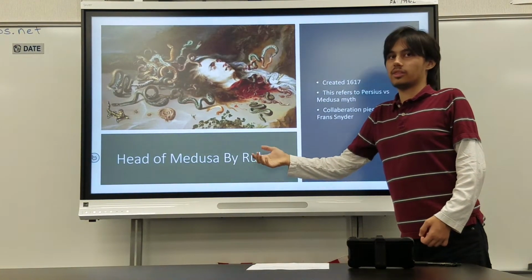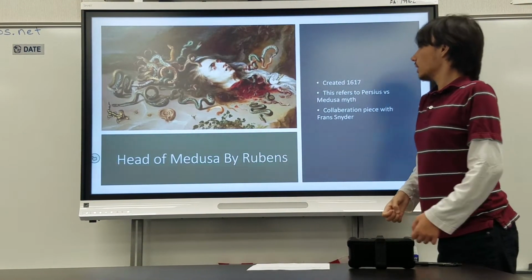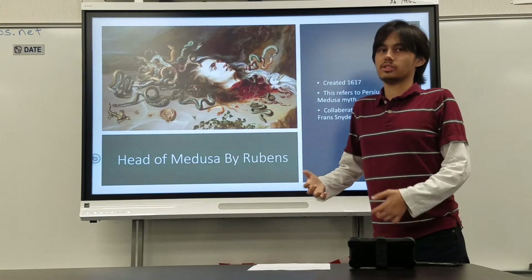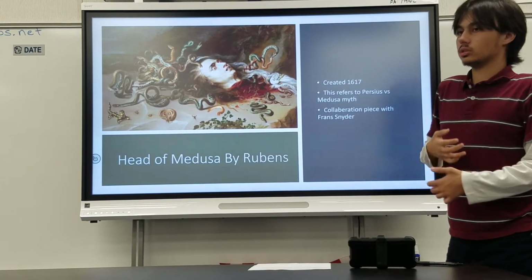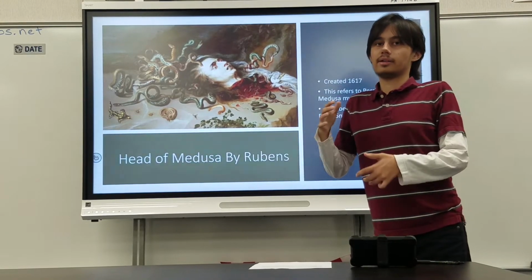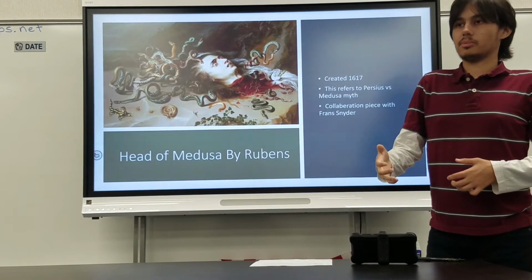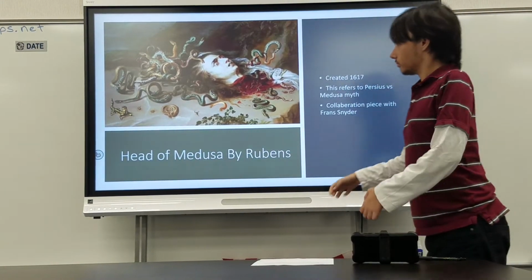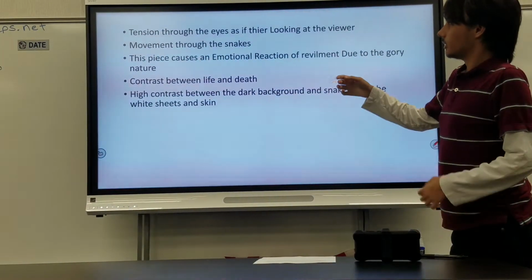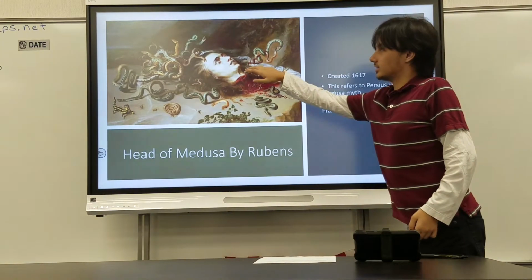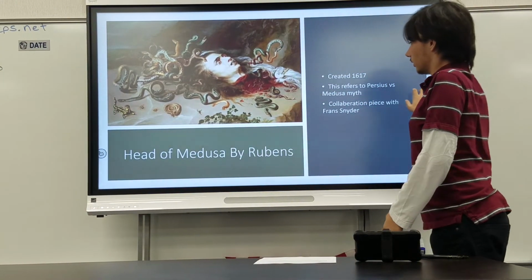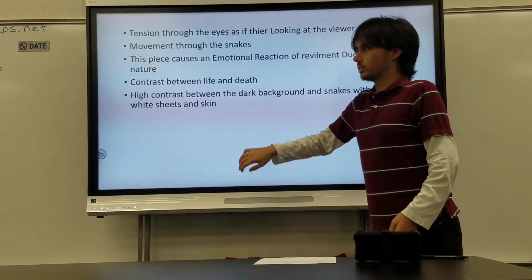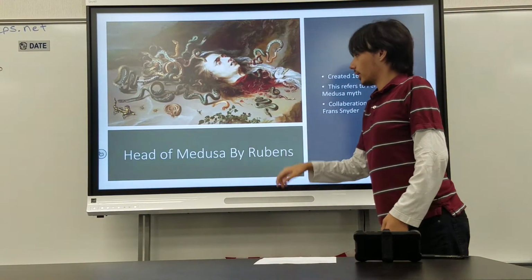Here we have the Head of Medusa by Rubens. It was created in 1617, and it refers to the Perseus myth of slaying Medusa. It was a collaboration piece between him and another famous artist who was most known for his depictions of nature. Here it shows tension through the eyes, as if it's looking at the viewer. And the movement is through the snakes moving around.